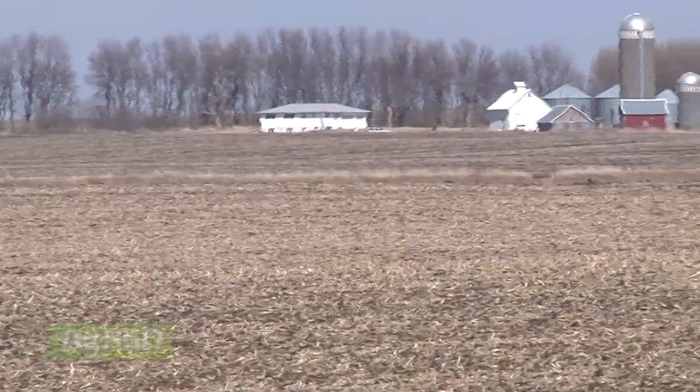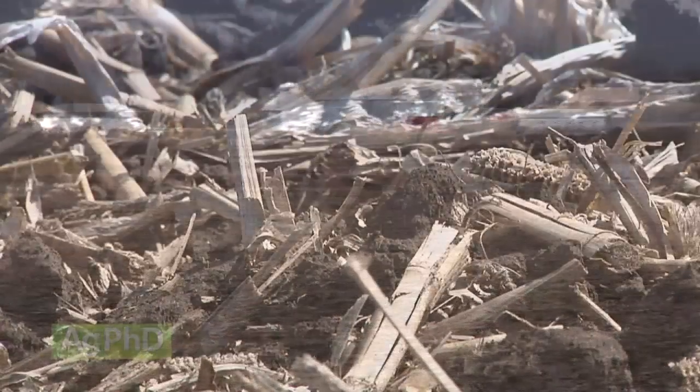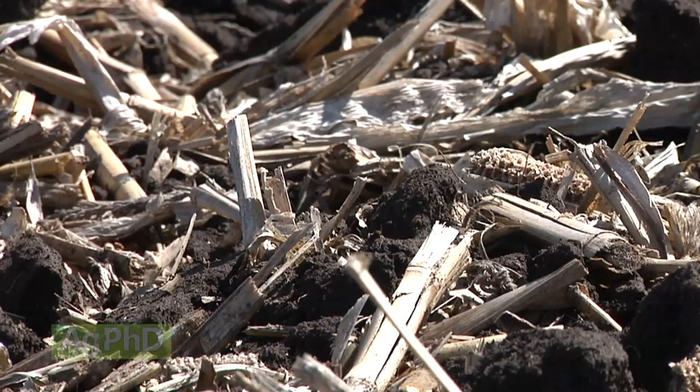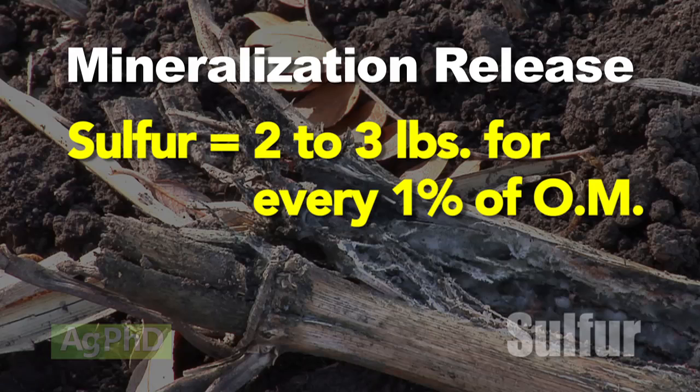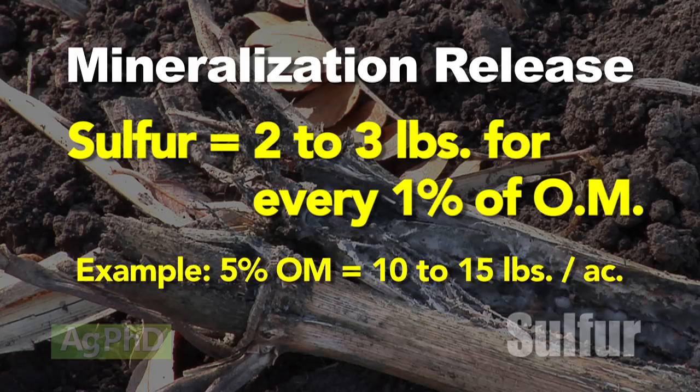Okay, one other thing that Darren hasn't mentioned yet is you've got some free sulfur in your soil that comes available every year. Here's how. When organic matter breaks down through the process of mineralization, it's going to release some sulfur for you. So the numbers would say 2 to 3 pounds of sulfur for every 1% of organic matter. So if I've got 5% organic matter soil, I'm going to get 10 to 15 pounds of sulfur for free every year. That's a good deal.